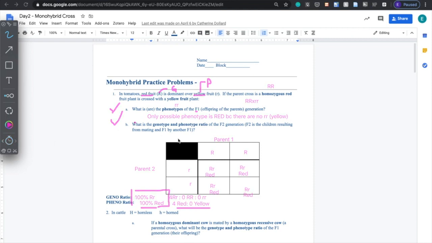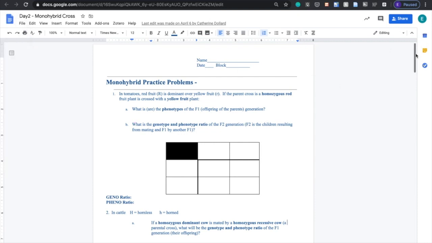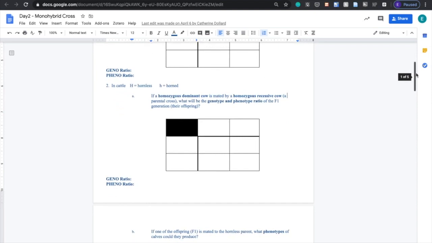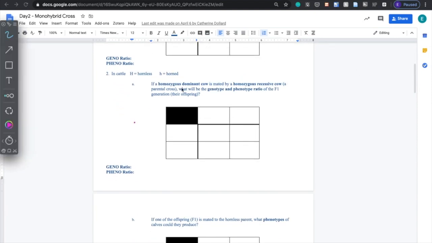We're going to scroll down to problem 2. I'm trying to go through this pretty quickly because I know it's a long video, but we will get there. Okay, so here we're talking about cattle. We're talking about the capital H hornless and lowercase h horned.